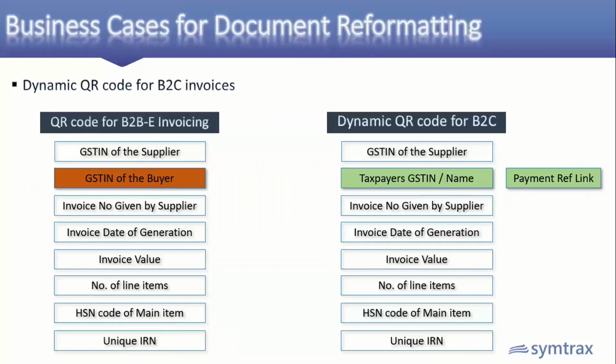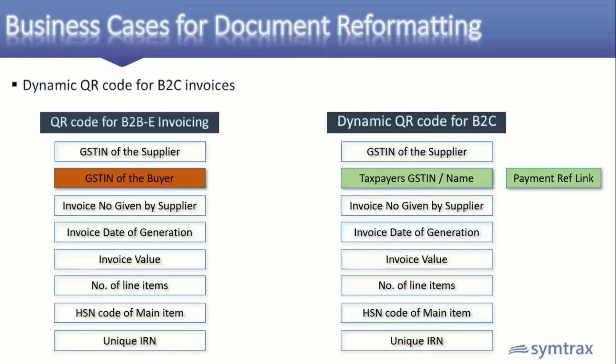Moving further, now we will see another business case for a dynamic QR code for B2C invoices. You might be aware that for invoicing, a B2B QR code is there, which contains fields like GST of the supplier, GST of the buyer, the invoice number, date of generation of invoice, invoice value, number of line items, HSN code, and unique invoice reference number. But for B2C, the same details are required except GST of the buyer, and the taxpayer must include a payment reference link.